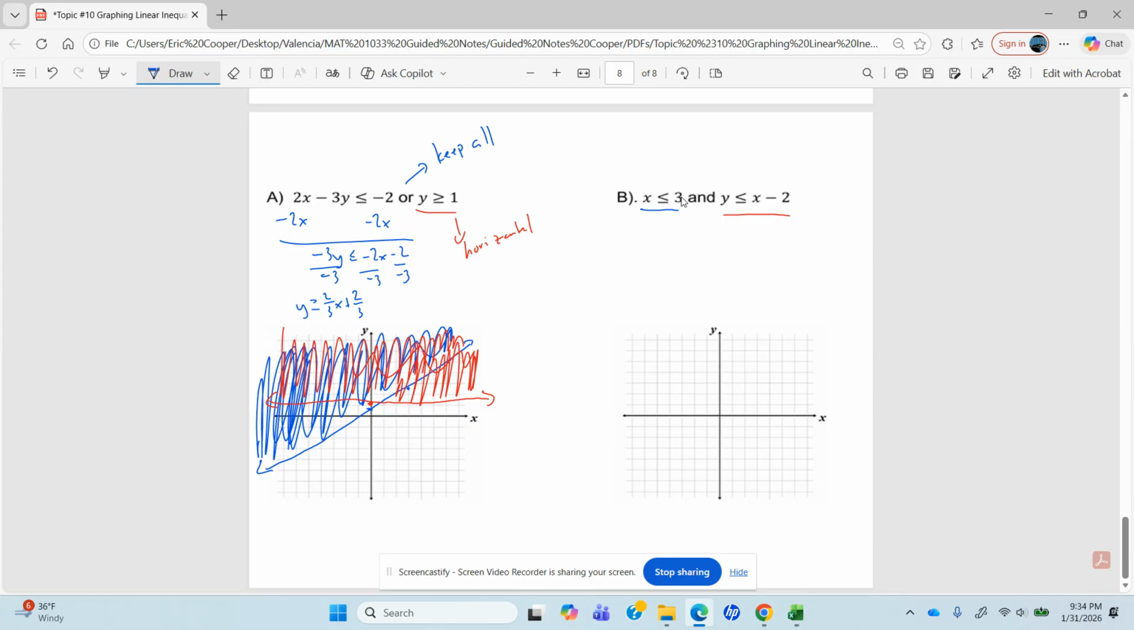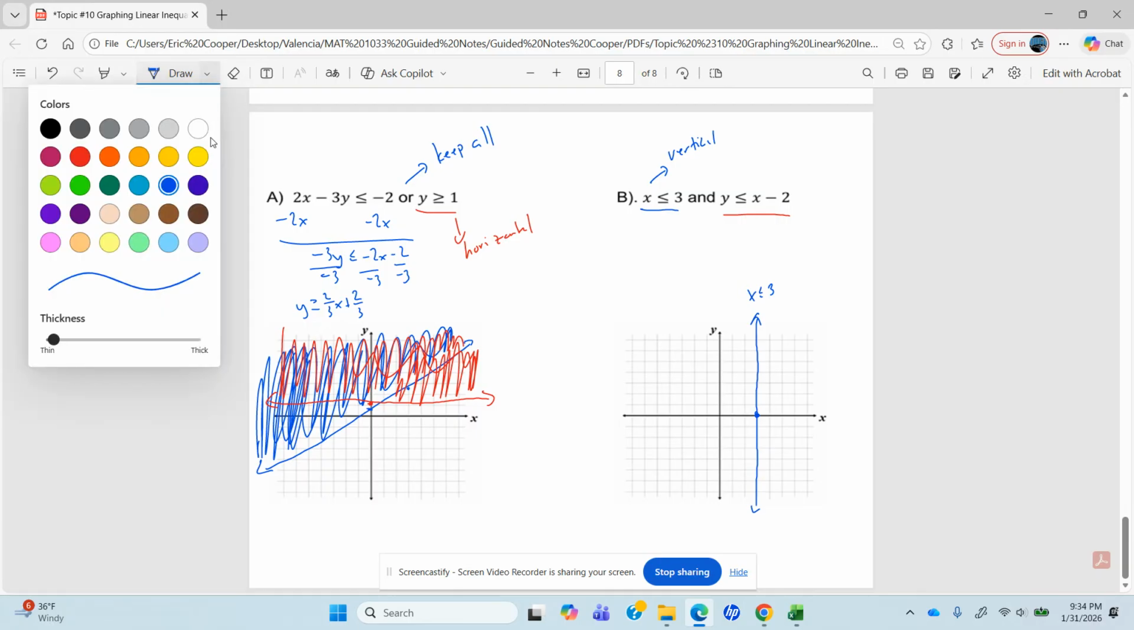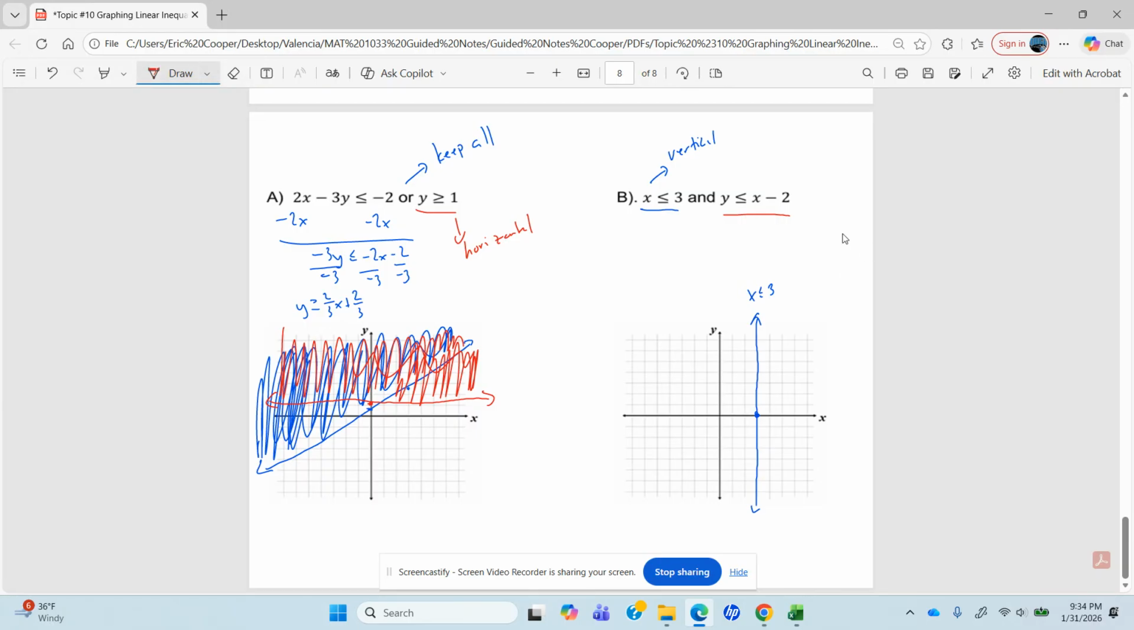X is less than or equal to 3. So it's an X, so this will be a vertical line. And we're going to go over to 3. And we'll draw our vertical line with a solid line because it's got a line underneath it. So there's the graph of X is less than or equal to 3. Let's quickly graph the other one and show the sections.